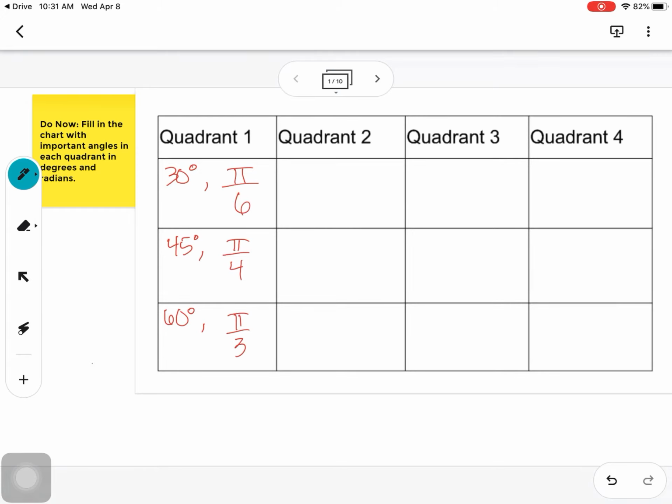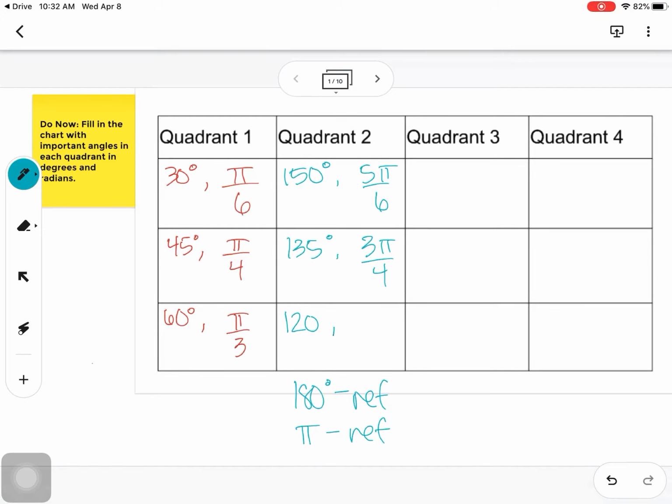So in quadrant 2, for all of these, you're doing 180 minus that reference angle, or pi minus your reference. And how you would get that, so 180 minus 30 is 150. In radians, it's 5 pi over 6, because you get a common denominator with that pi, which would be 6 pi over 6. For your 45, 180 minus 45 is 135, or 3 pi over 4. And then 180 minus 60 is 120 in degrees, and in radians, it is 2 pi over 3.